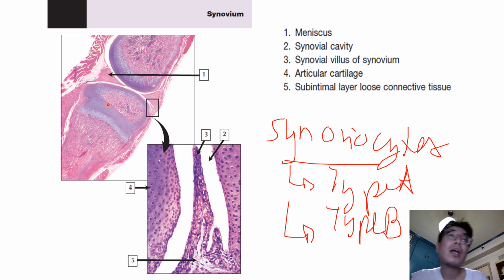Shown here is a light micrograph of rat knee joint and the corresponding high magnification of a synovium. One here is the meniscus of the joint, and two is the synovial cavity. Three is synovial villus of the synovium, and four here is the articular cartilage. The deep pale staining layer here is the subintimal layer of loose connective tissue.